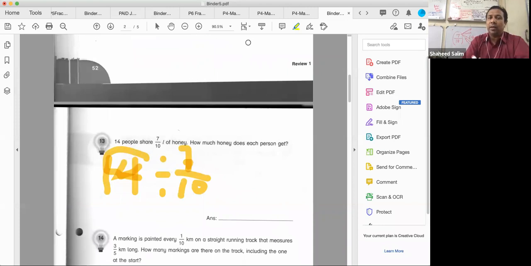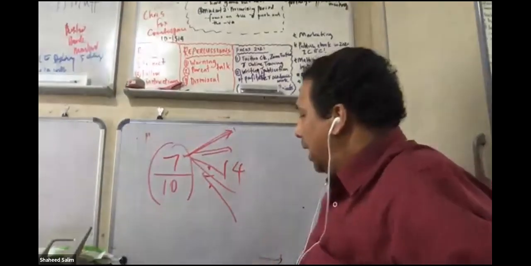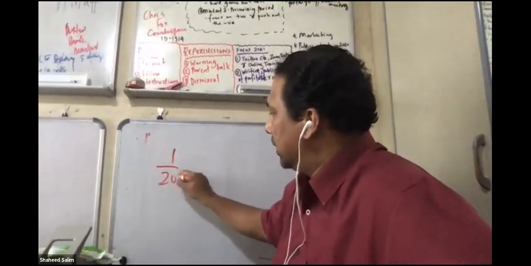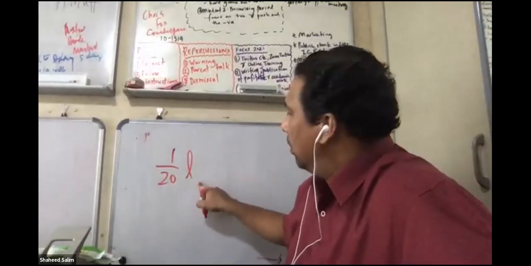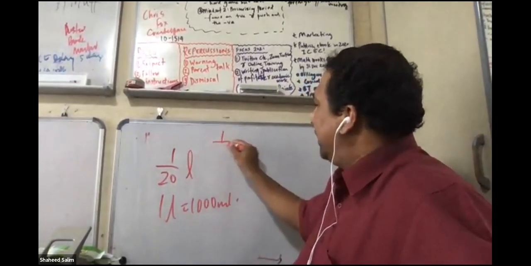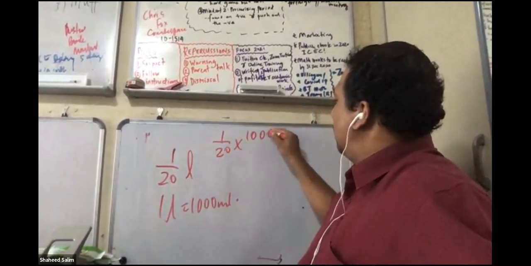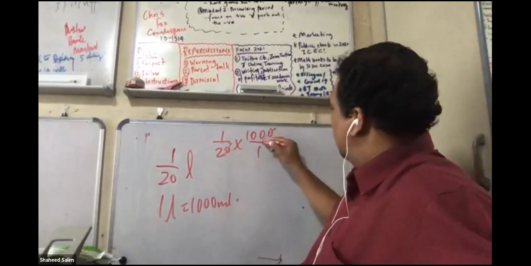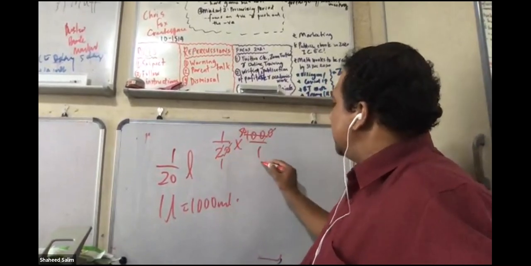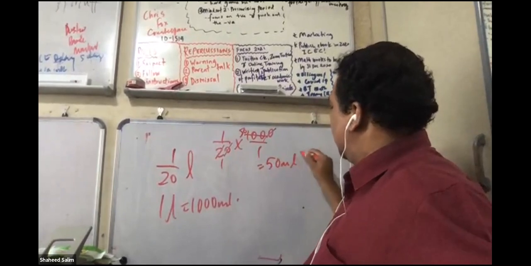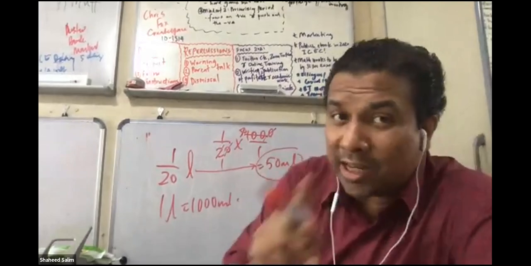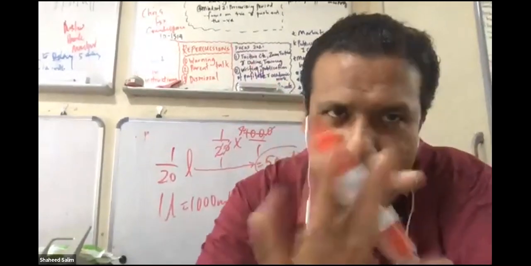Same. 1 over 20. Now let us say this is correct: 1 over 20 liters. They say liters, and 1 liter is 1,000 milliliters. So for 1 over 20, let us find out how many milliliters it is. Divide by 10, divide by 10. Divide by 2, you get 50. This is 50 milliliters. So I change the question now.